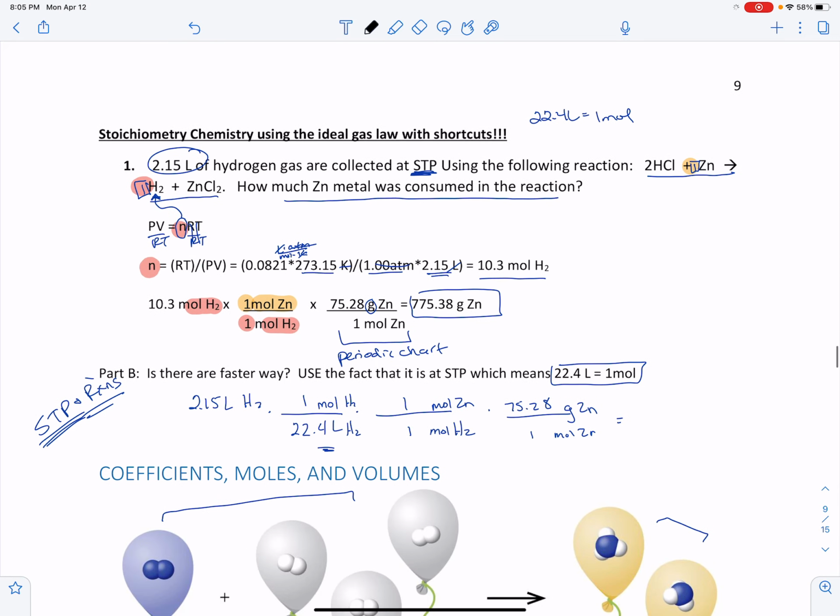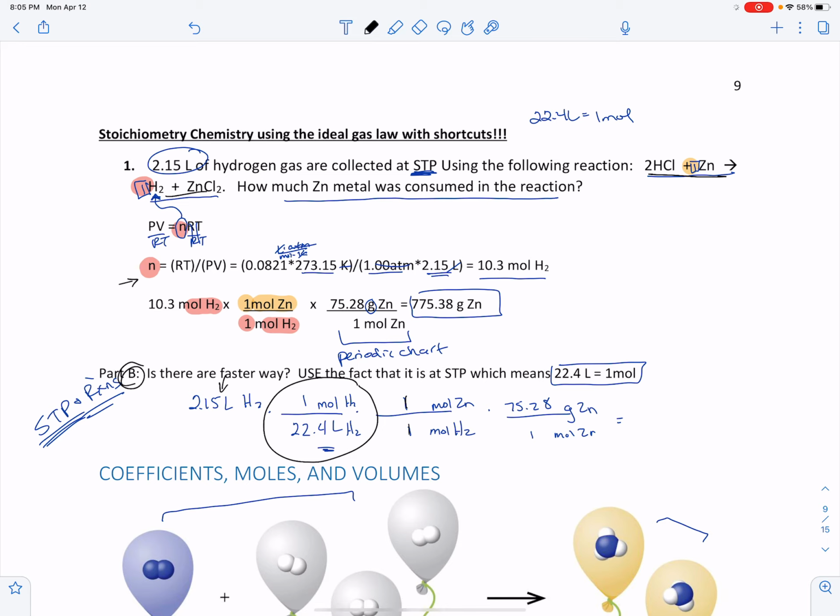If you look down here, here are some examples of different ways to get around having to do PV equals nRT the long way. So here's a faster way of doing any kind of a reaction problem. You're going to take the liters of the gas, and then again, that's that standard molar volume.